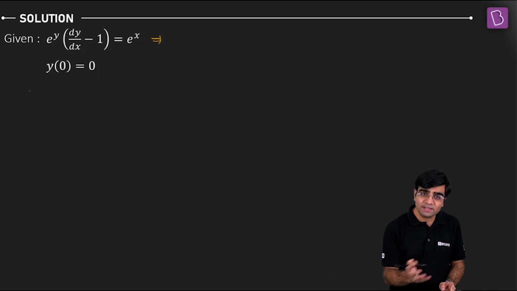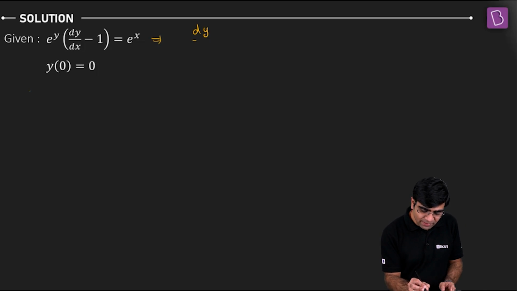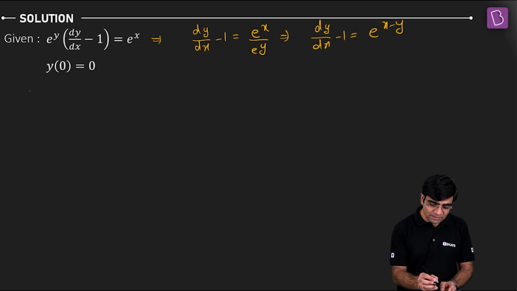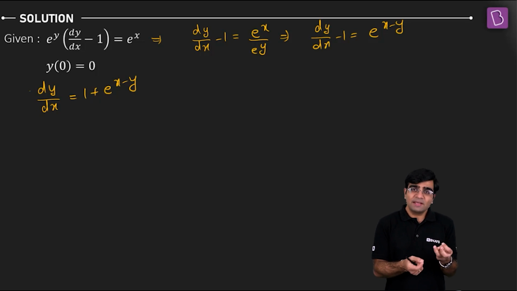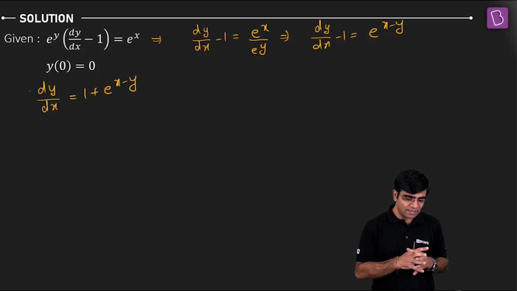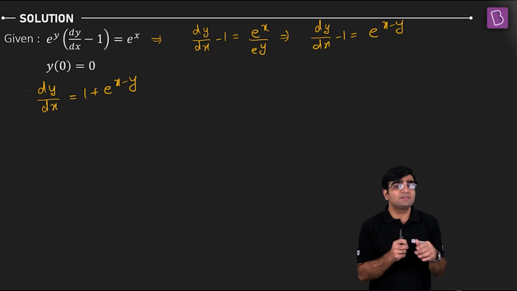If I modify it, taking that e^y to the other side, we have dy/dx minus 1 is equal to e^x upon e^y, which is nothing but dy/dx minus 1 equal to e^(x minus y). So if I take that 1 on the other side, my differential equation will look like dy/dx is equal to 1 plus e^(x minus y). Now in all such questions, the trouble is basically lying because I have x minus y in the linear format. If I can get rid of this x minus y, then I'm done. dy/dx is sorted, 1 is sorted. So this x minus y in the linear format is disturbing me.